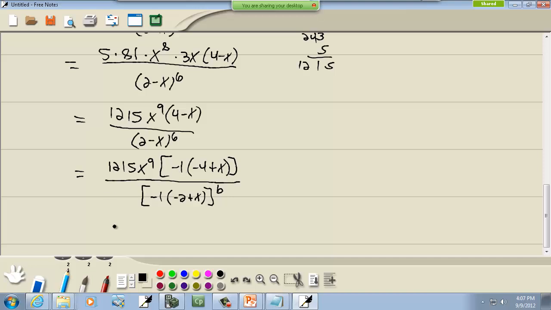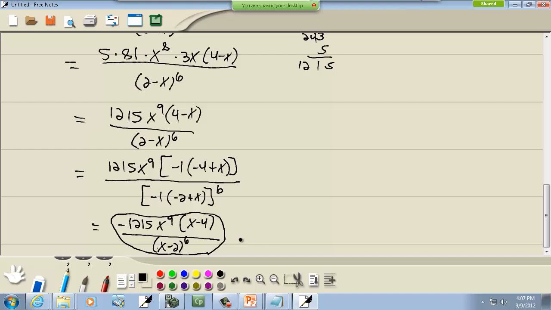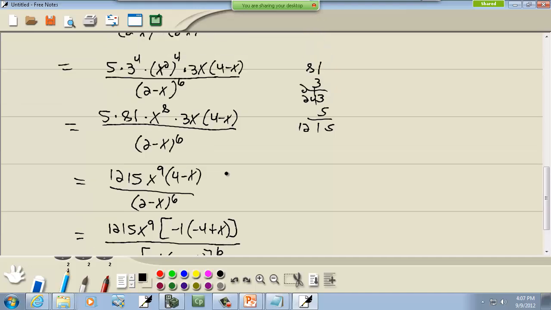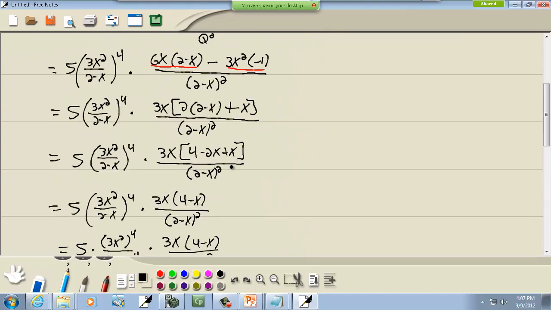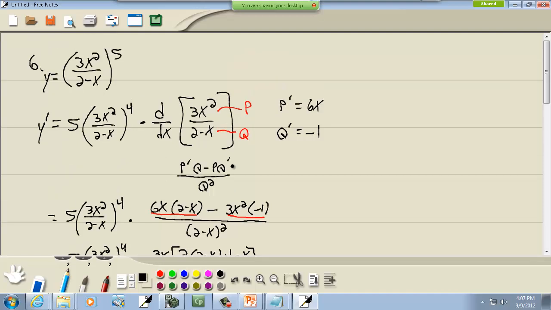Now up on top here, the negative we can just put out in front. So I got negative 1215, x to the 9th, and this I can flip around and it becomes x minus 4. Now down here I can take the negative 1 to the 6th power and it disappears, and this just becomes x minus 2 to the 6th power. And that's about as good as we can get. Now again, it kind of depends on the different author where they might want to stop at on that. But that's a nice problem.